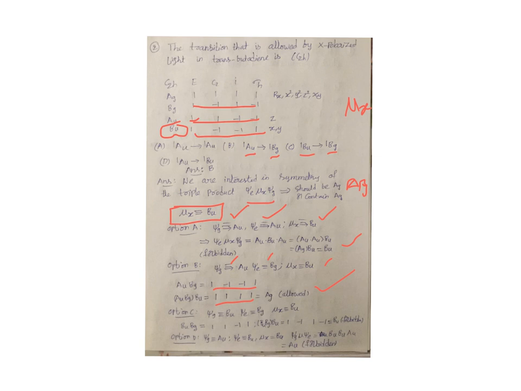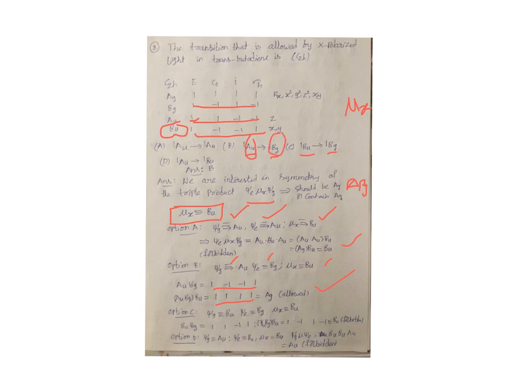Similarly, you can also check for option D. It is also a forbidden transition. So the simple thing here is you have to multiply the characters of the 3 different symmetry functions. You take the triple product. Here G is ground state, that is the first, the one lying to the left of the arrow, and the excited state is the one lying to the right of the arrow.